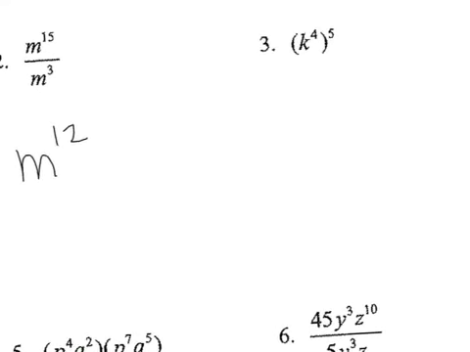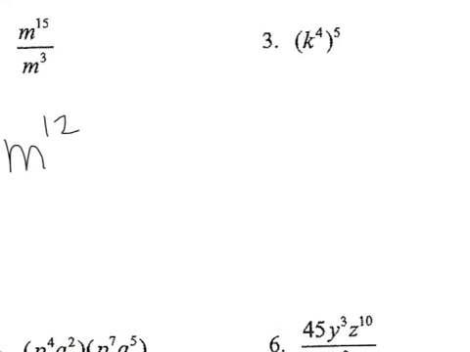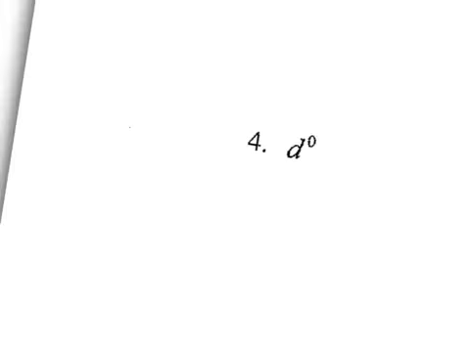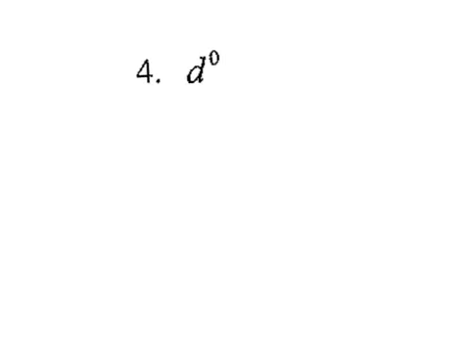Number 3, when you have something like this where you have parentheses and a number outside, you multiply the exponents. So your answer is simply k to the 20th. And the top of this sheet does have all these rules just in case you forget some. Number 4, this one's pretty simple, that anything to the 0 power is 1.